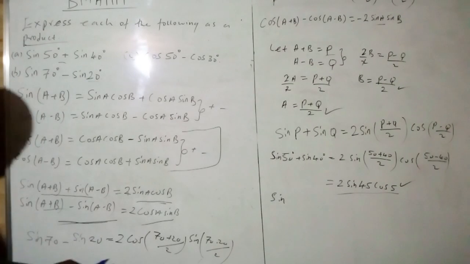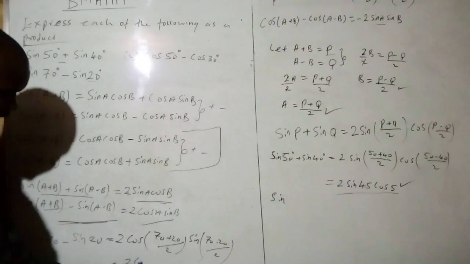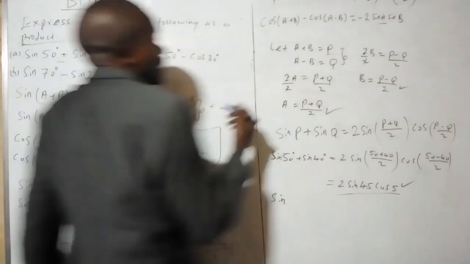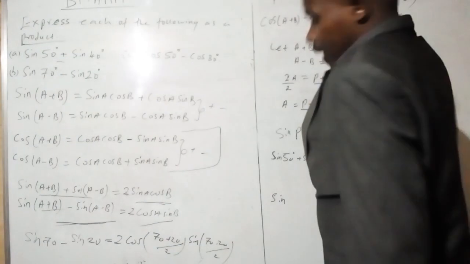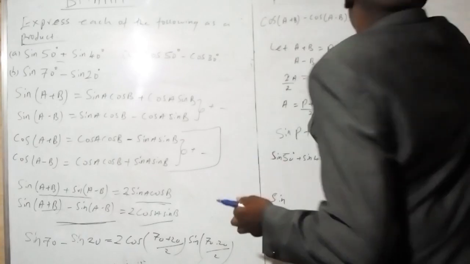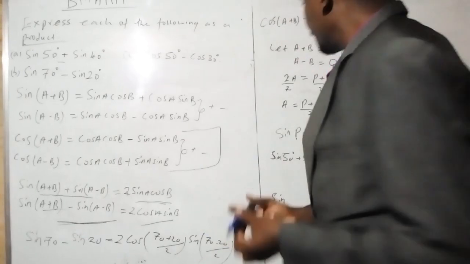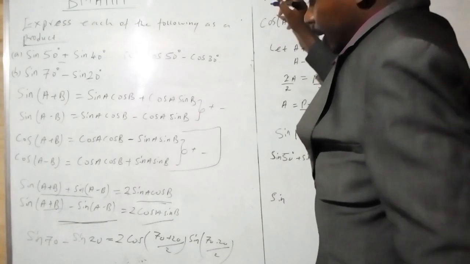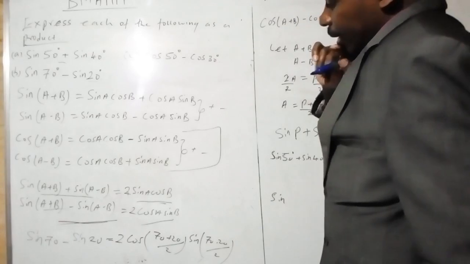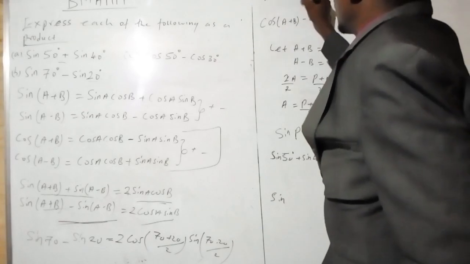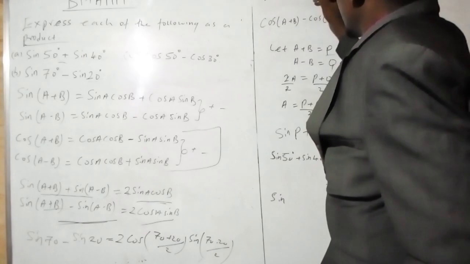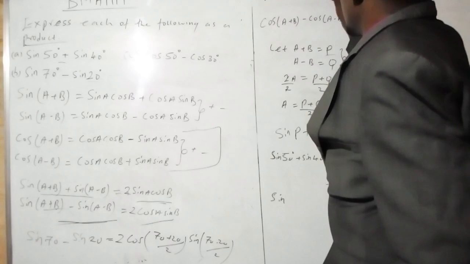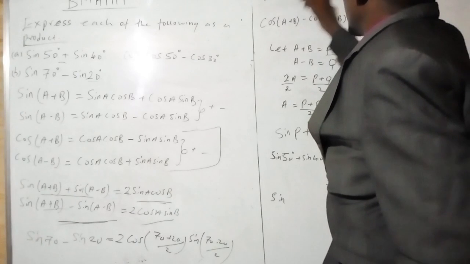This side it's 2 cos. We are supposed to get 2 cos of 70 plus 20, it's 90. 90 divided by 2, it's 45. Then sine of 70 minus 20, it's 50. 50 divided by 2, it's 25 degrees. That's how we are supposed to solve that question.